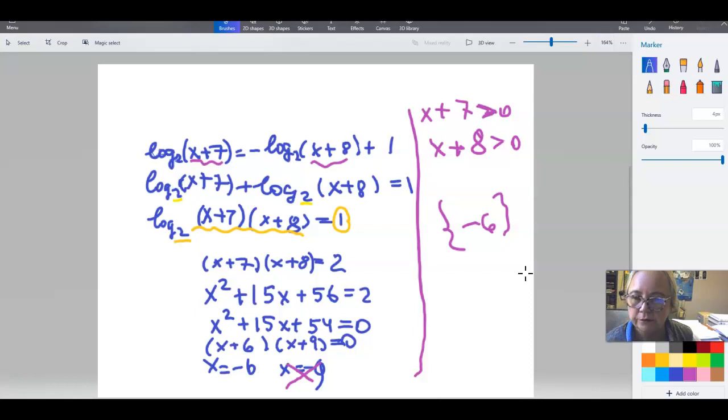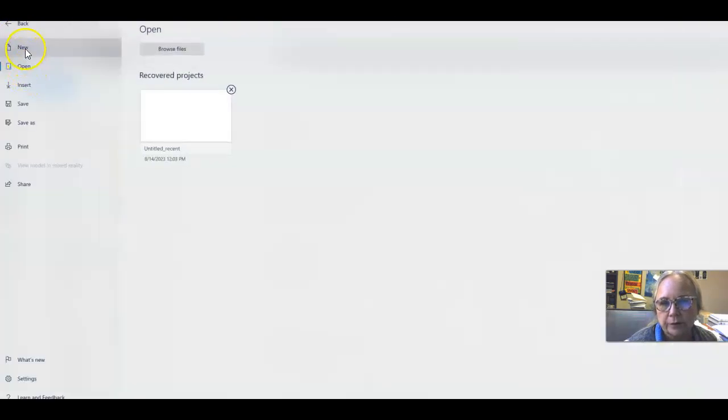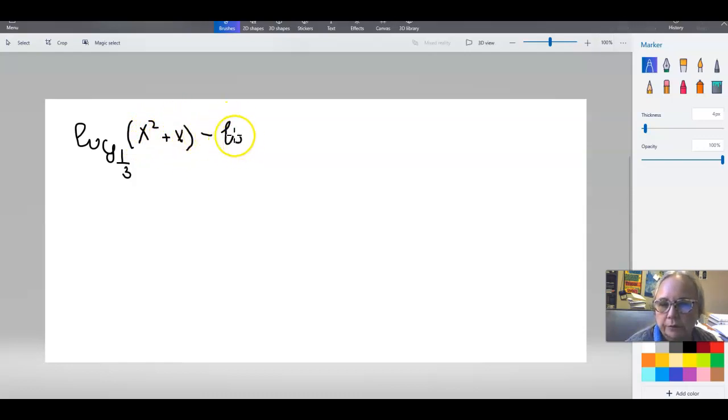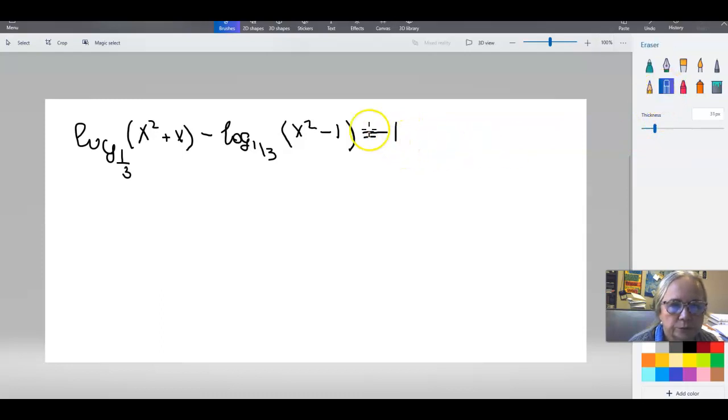What do we do next? Next we're going to look at another example, and it will be another equation, which is log to the base 1/3 of x squared plus x minus log to the base 1/3 of x squared minus 1 equals negative 1.